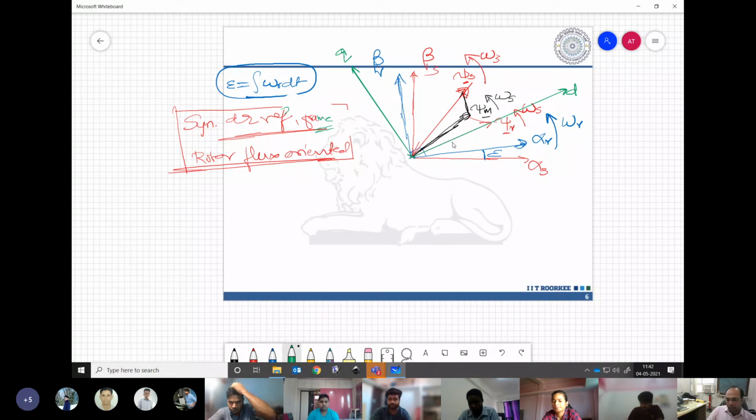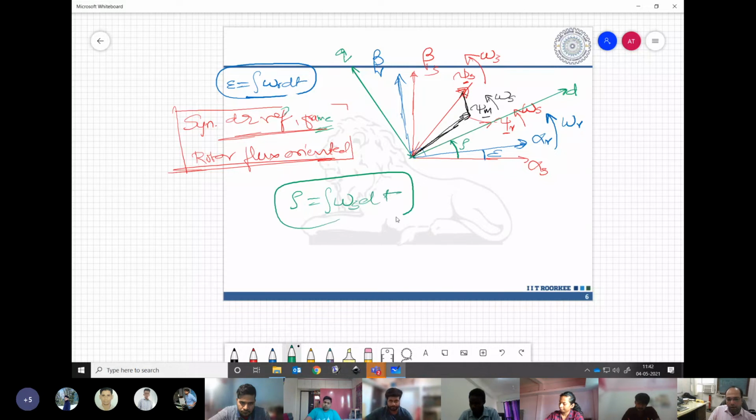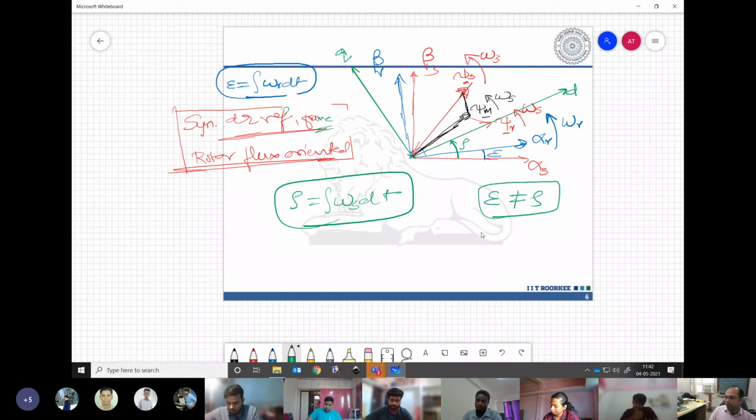The angle made by this dq reference frame is defined as rho. And rho is the integral of omega s dt. Now you see epsilon is not equal to rho. In PMSM we had both the same, but here it is not the same. These are two different angles, because our induction motor is an asynchronous machine. Is that clear?